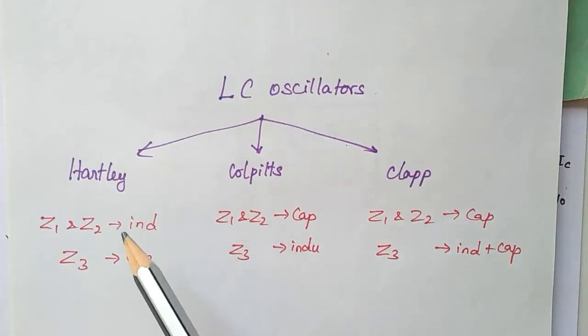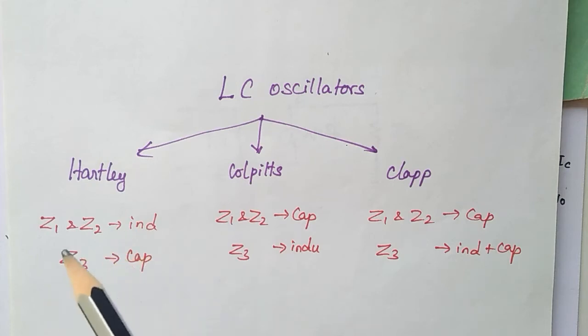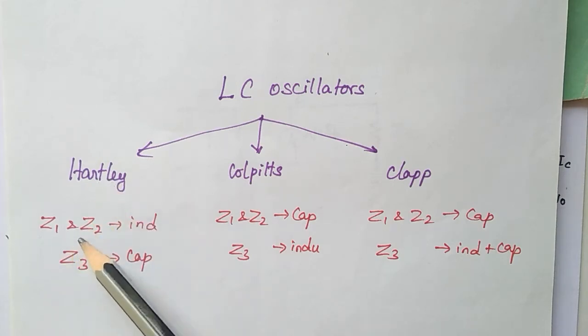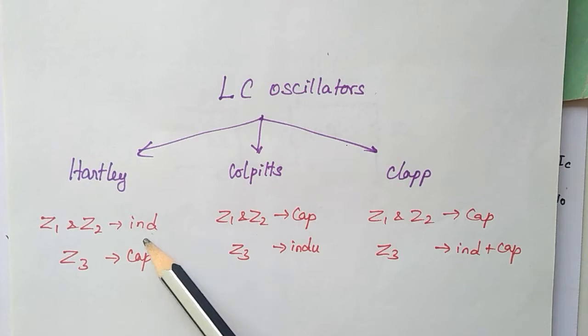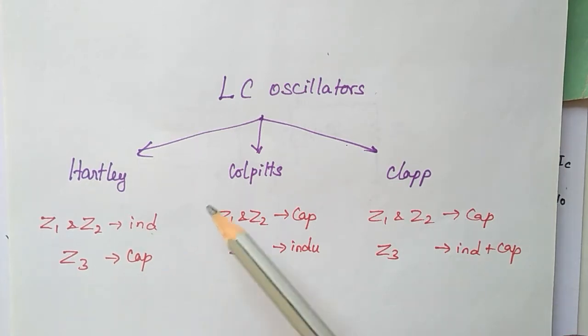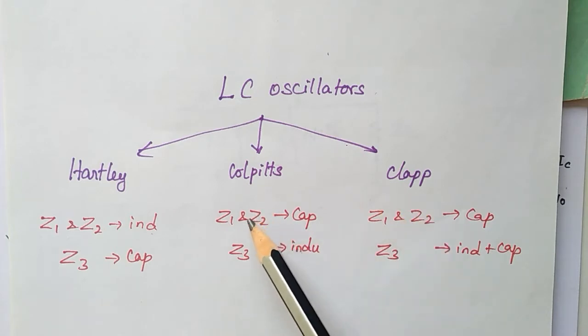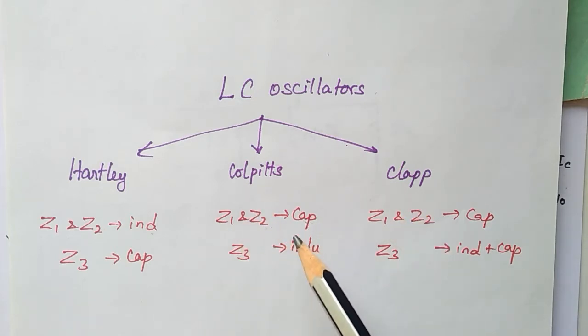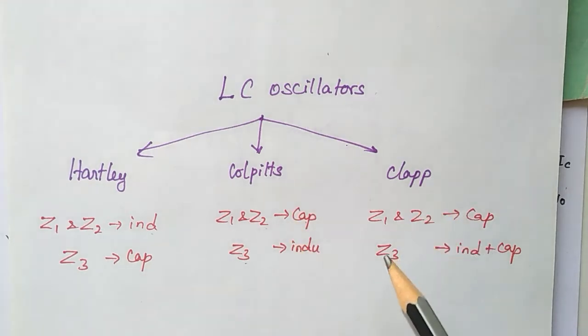Different types of oscillators will have different combinations. In the Hartley oscillator, Z1, Z2 are inductive elements, whereas Z3 is a capacitive element. In the Colpitts oscillator and Clapp, Z1, Z2 are capacitive elements, but Z3 is an inductive element for Colpitts. In the Clapp oscillator, Z1, Z2 are capacitive elements, and Z3 is a combination of inductive and capacitive elements.